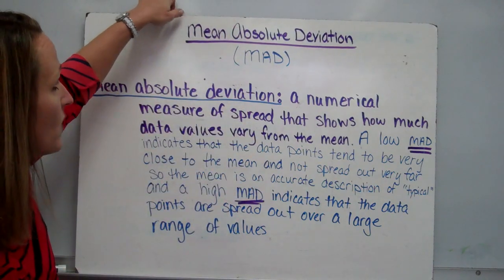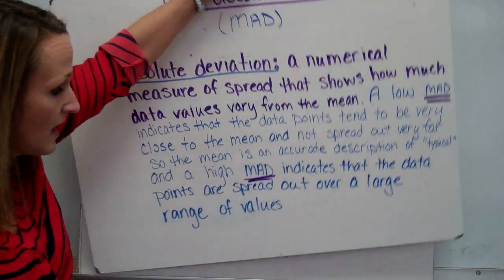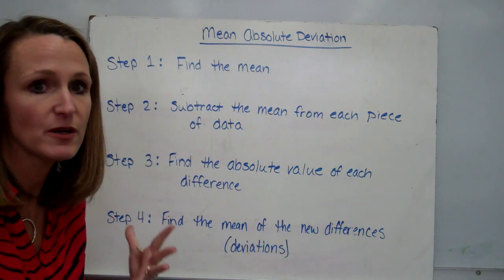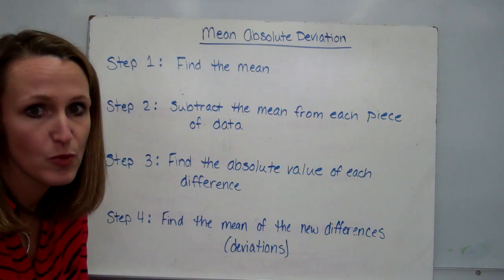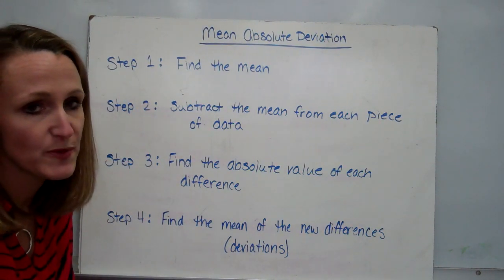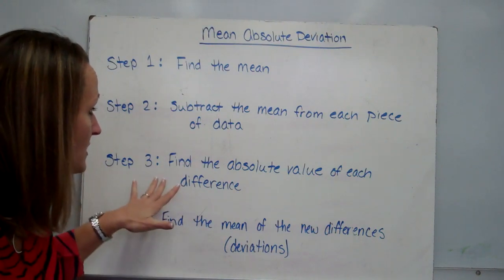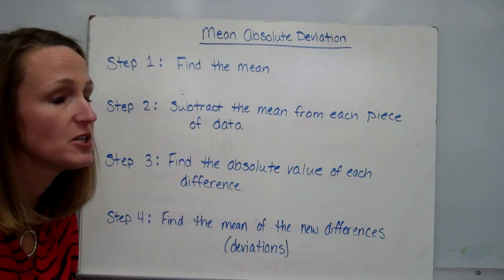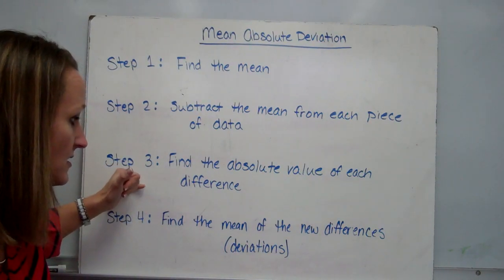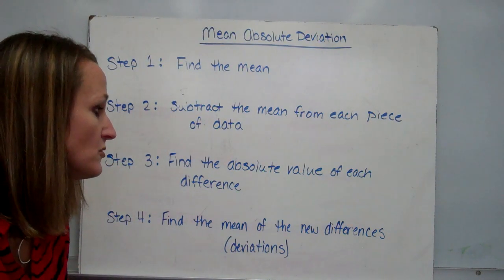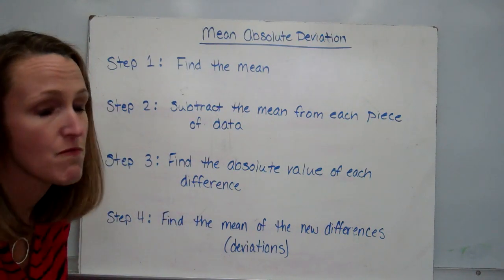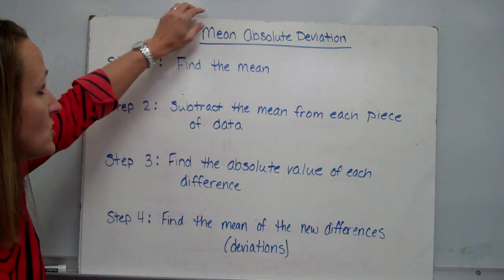So let's look at the steps to finding the mean absolute deviation. First one, find the mean. You're going to take all your points, add them up, and divide by the number of points. Then you're going to subtract the mean from each piece of data. Next, you're going to find the absolute value of each difference. Then you're going to add up all your differences. You're going to find the mean of the new differences, or deviations. Deviations just means spreads.